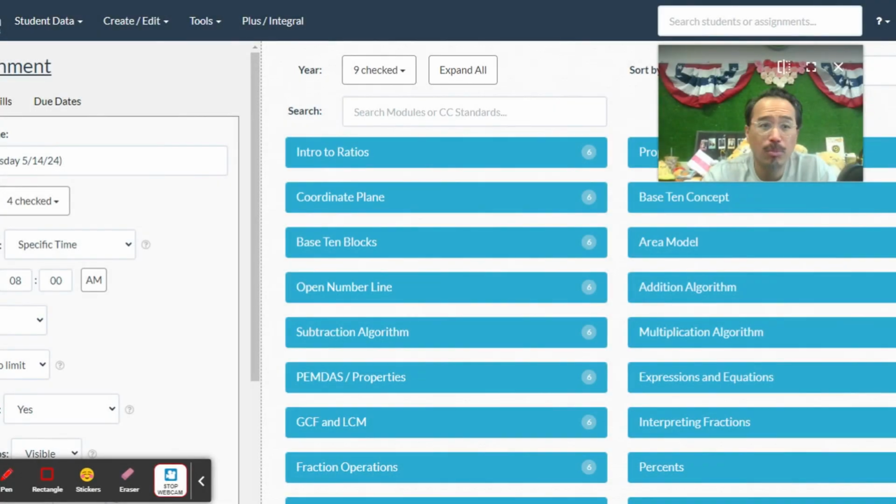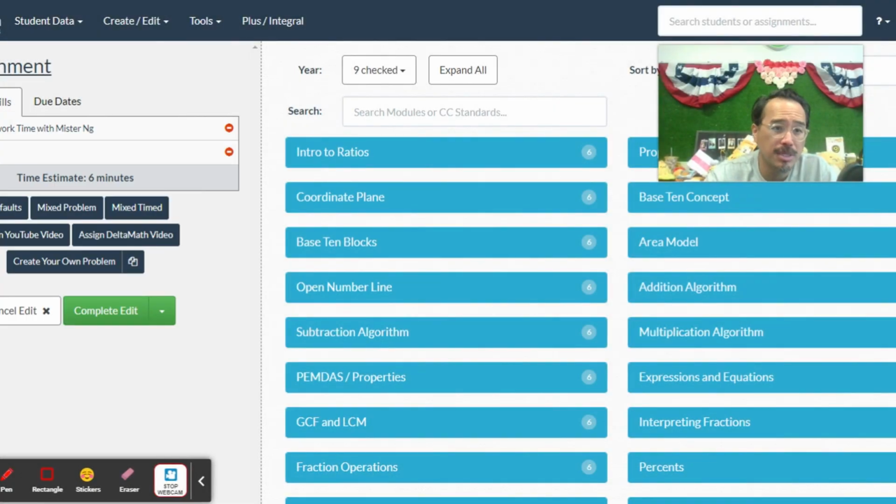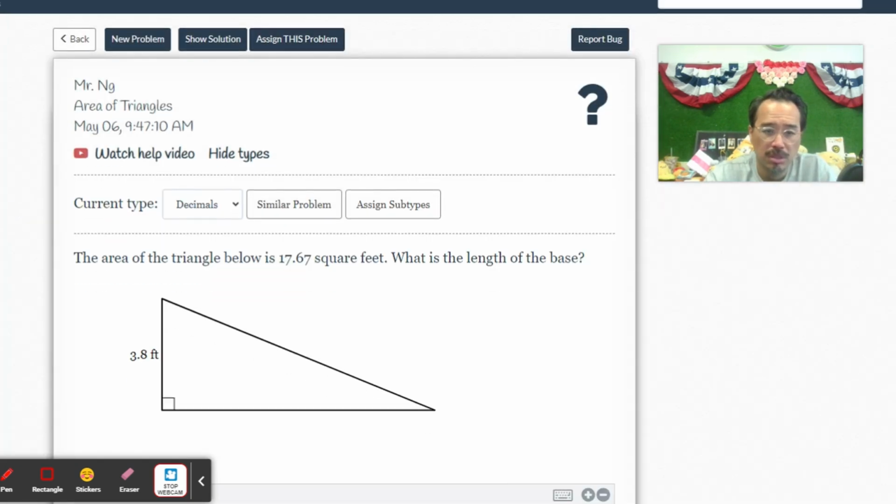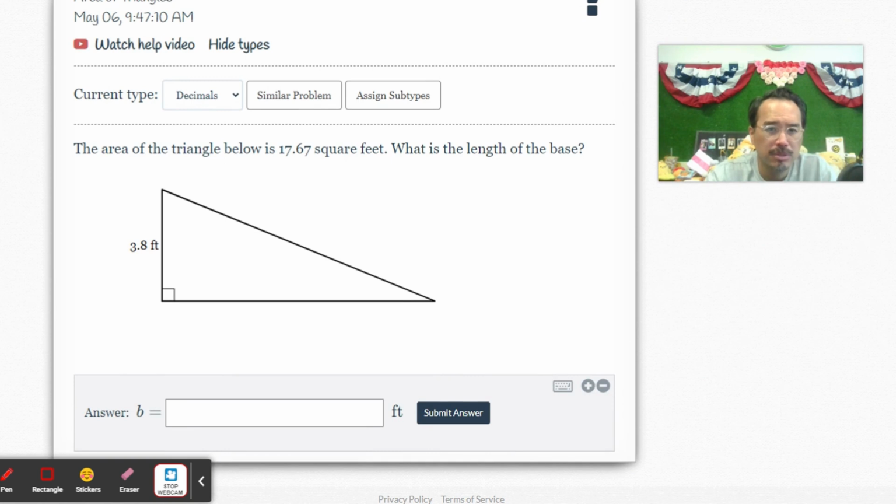All right. So for homework number 102, it's the same skill from last night. We're looking at area of triangles with decimals. Wow, do they only have right triangles? Oh, this is a good question, actually. You've got to be careful here. Is this grade appropriate? I don't know. Let's find out.